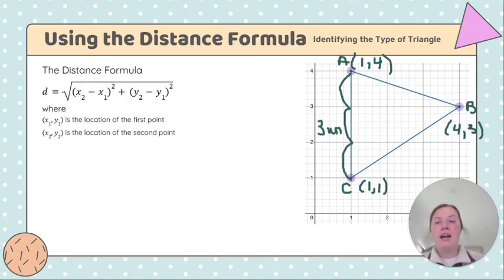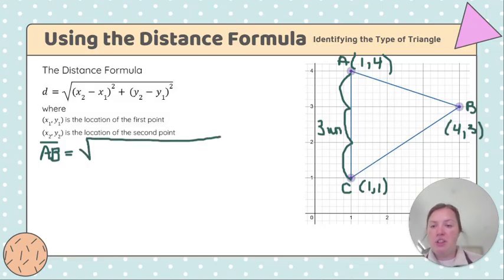Now, for my first side, let's find AB, okay? I am going to have the point B be my x2, y2, and my point A be my x1, y1. What we're going to do is we have the distance formula here, and we are just going to plug in the values. But remember, the first thing I always like to do is write my distance formula so I make sure that I'm not missing anything when I'm writing it down. Okay, y2 minus y1 all squared.